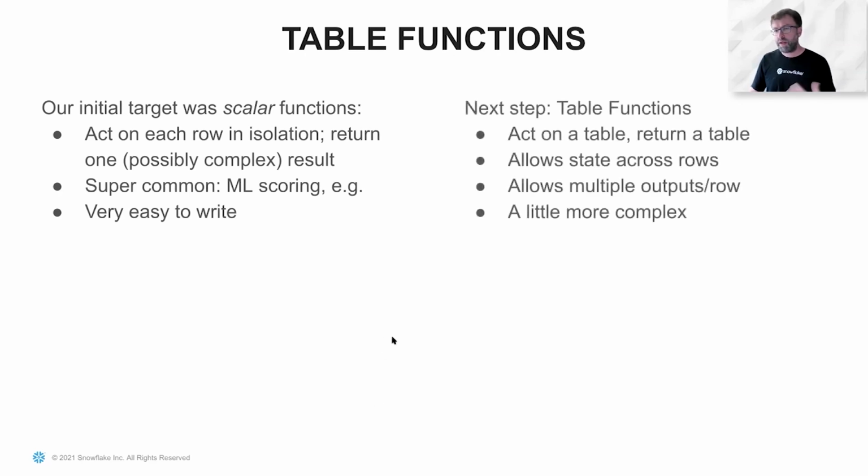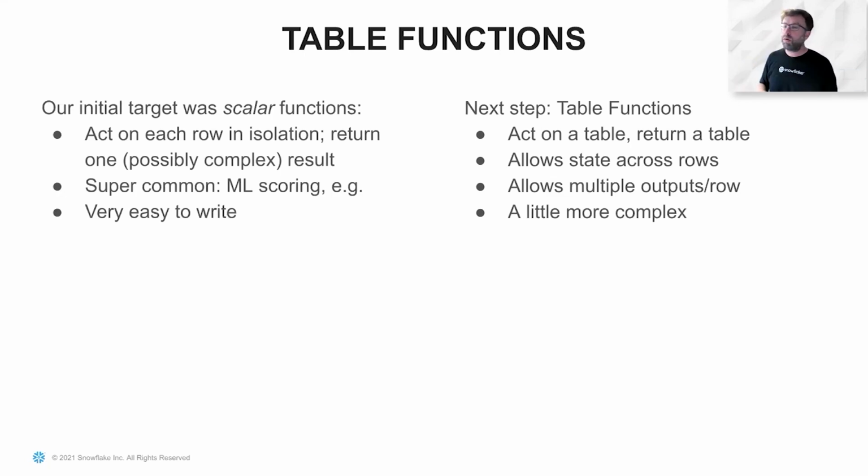And so the next step will be table functions. You should think of these as functions that act on a table and can return a table as well. So they could act on a row and return a table. I'm going to show you an example of that. They could also act on a whole table or a partition of a table and produce 0 or more results from that. And so it gives you a lot more flexibility in manipulating your data.